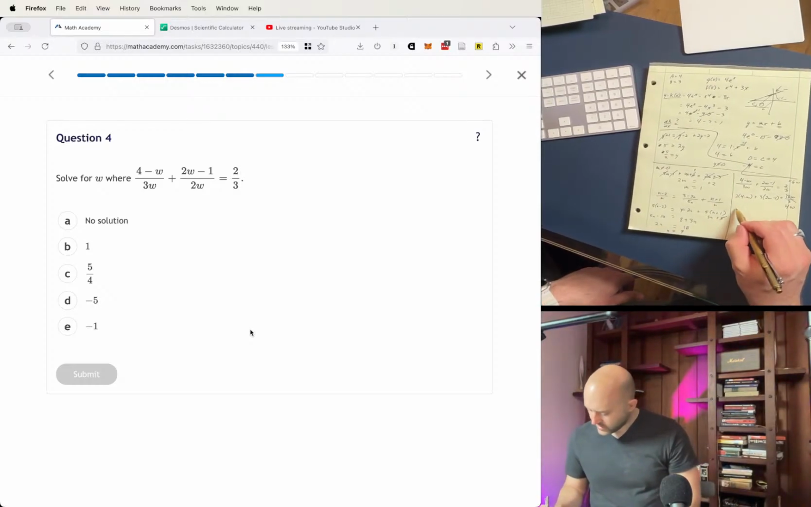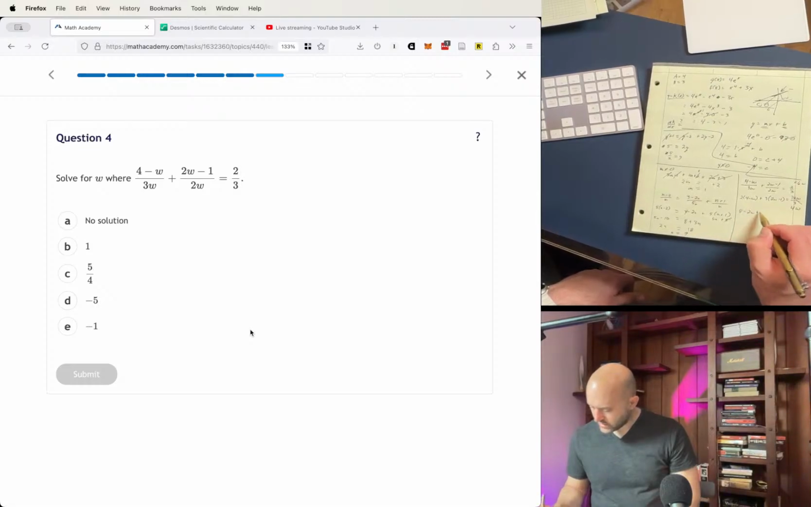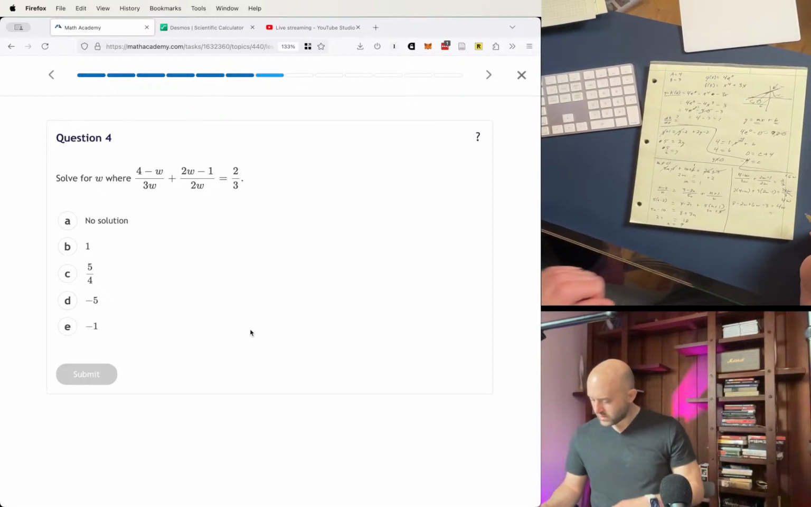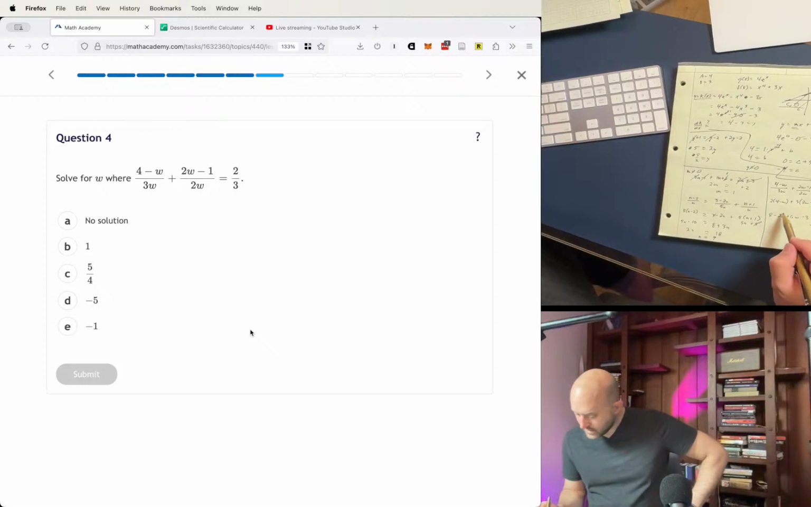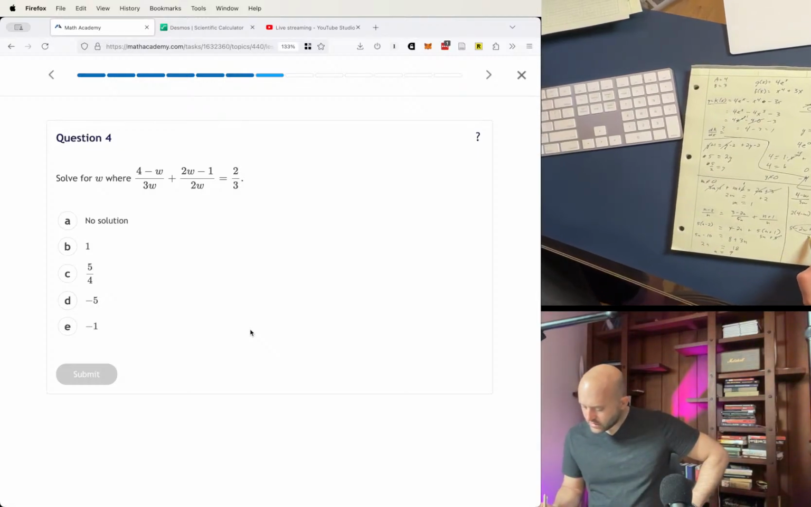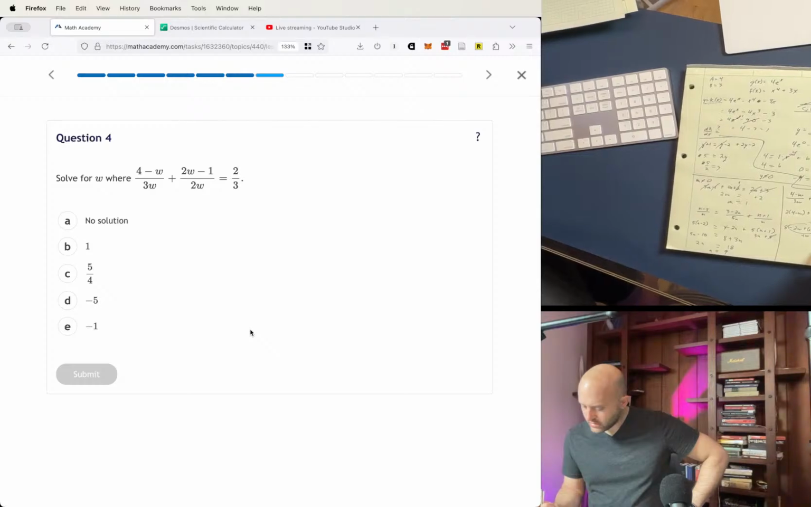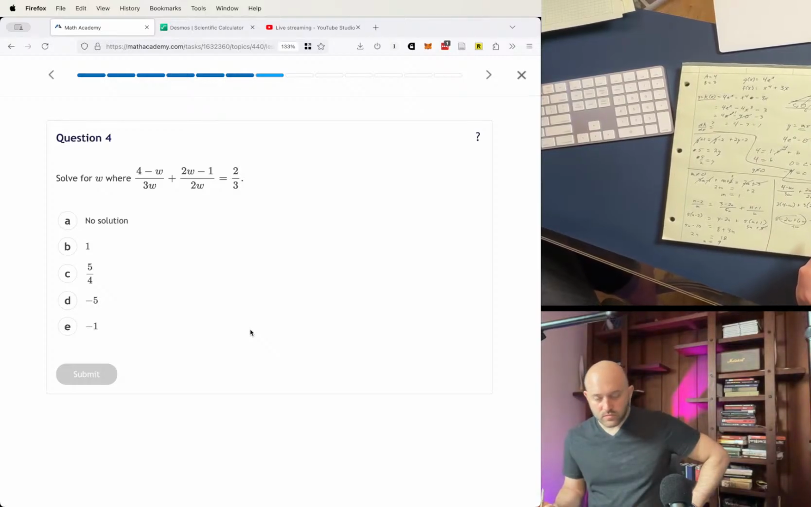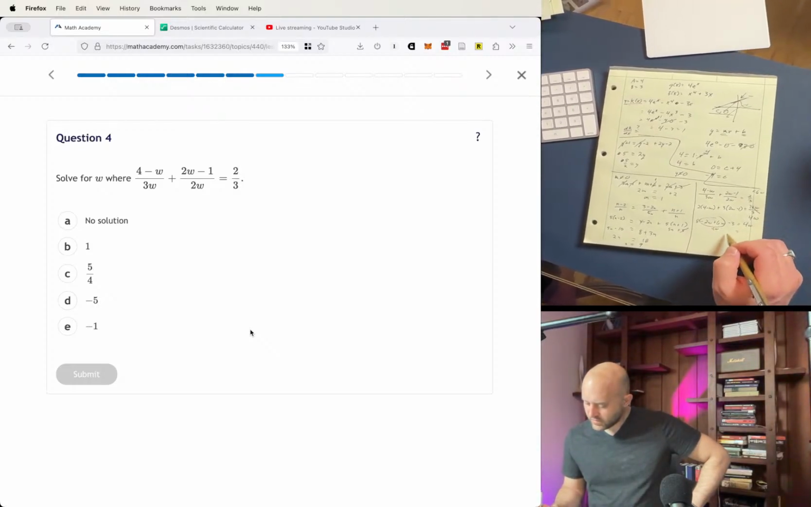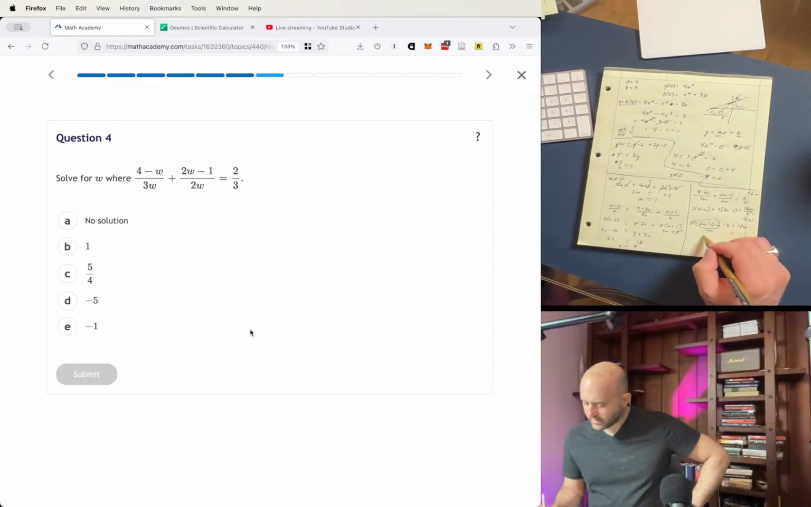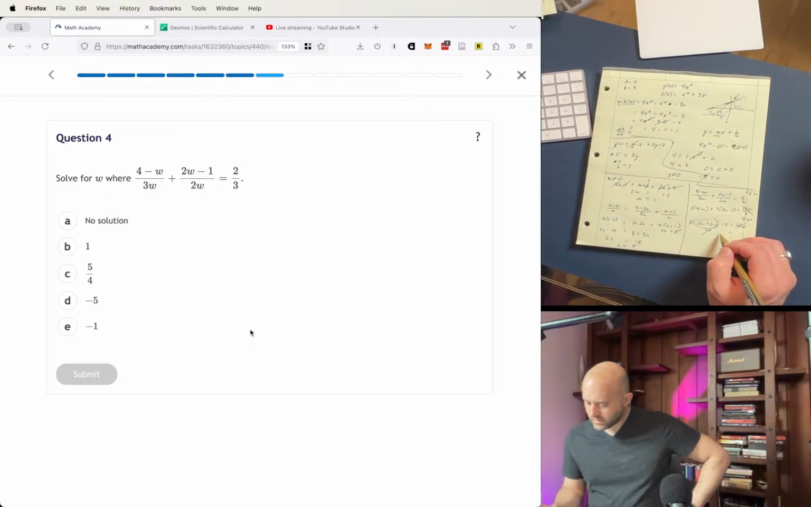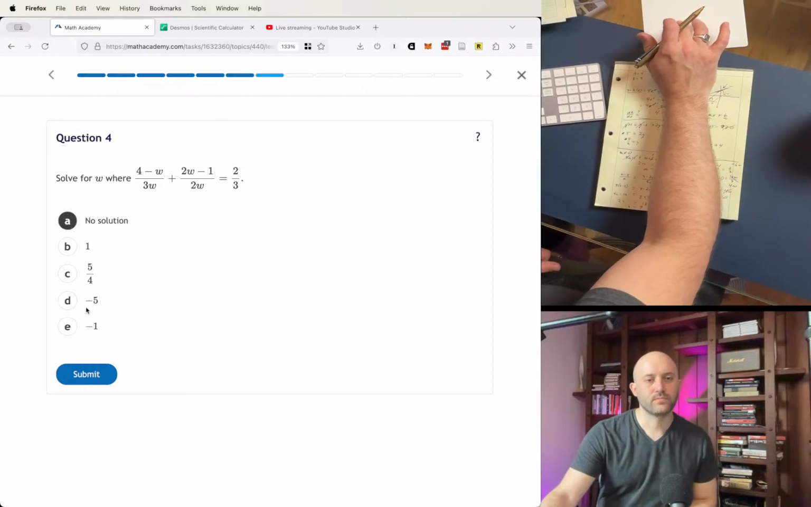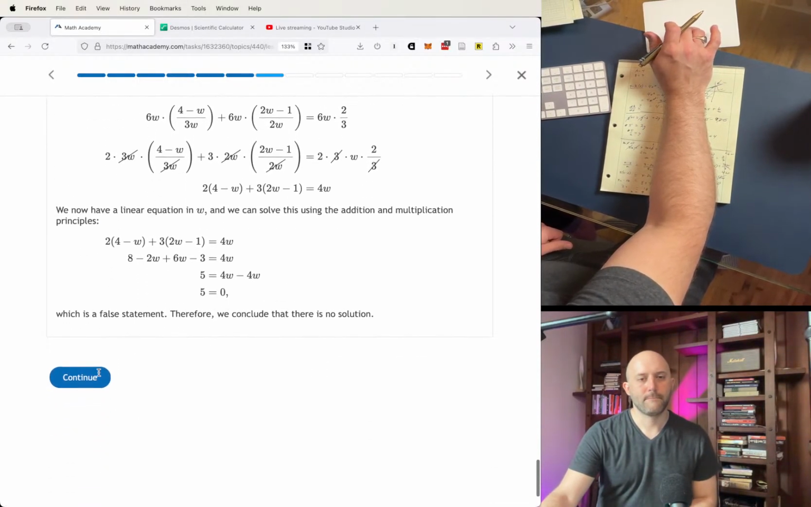Let's distribute the things on the left here. So we have 8 minus 2w plus 6w minus 3 equals 4w. This thing becomes 4w. Uh-oh. So 4w equals, well, this thing cancels on each side. So 5 equals 0. This means no solution. You're not going to fool me. Not today.